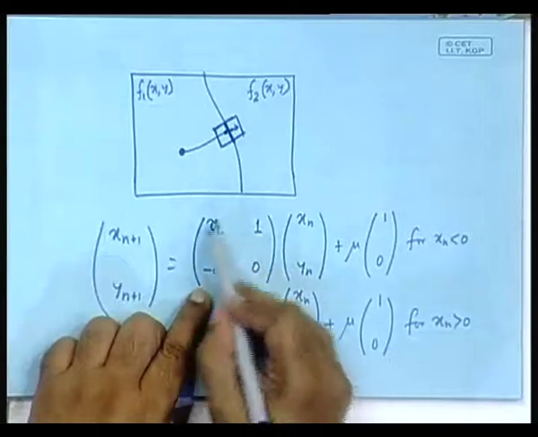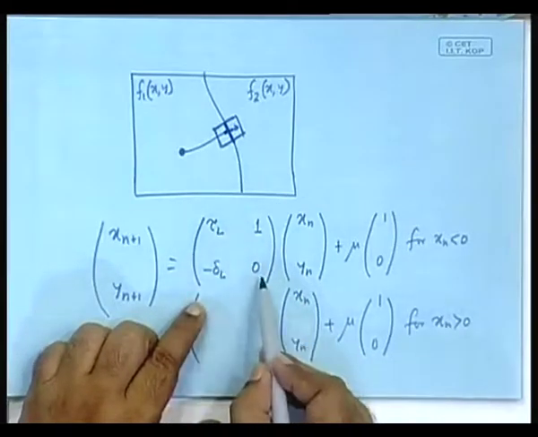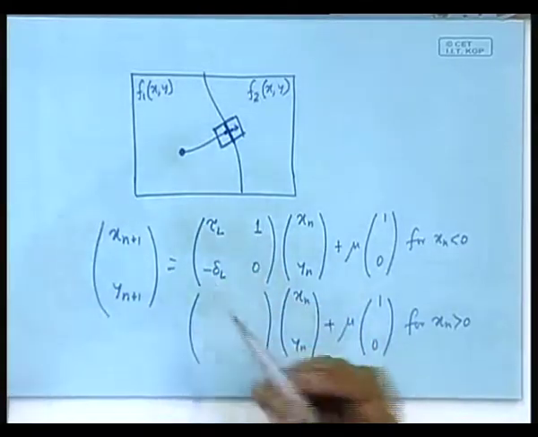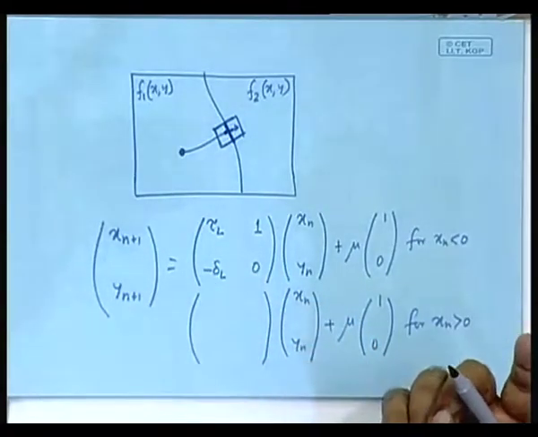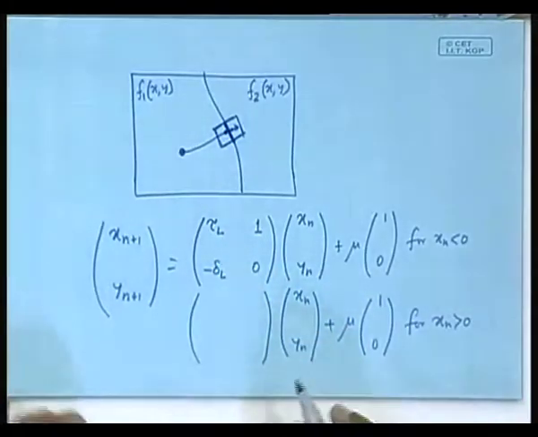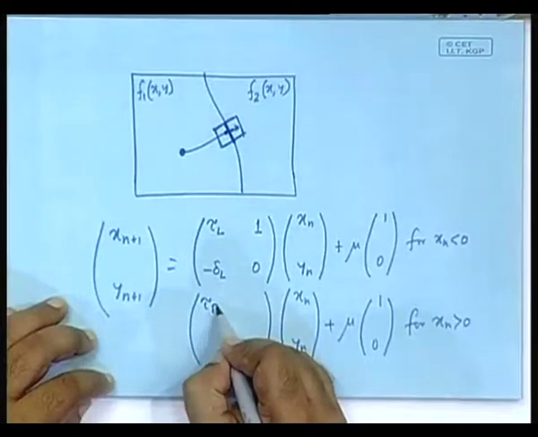Notice that in this form, what is the trace? Tau L. What is the determinant? Delta. Okay. So, it is very conveniently expressed in terms of just two numbers. And here also it will be the right hand side.